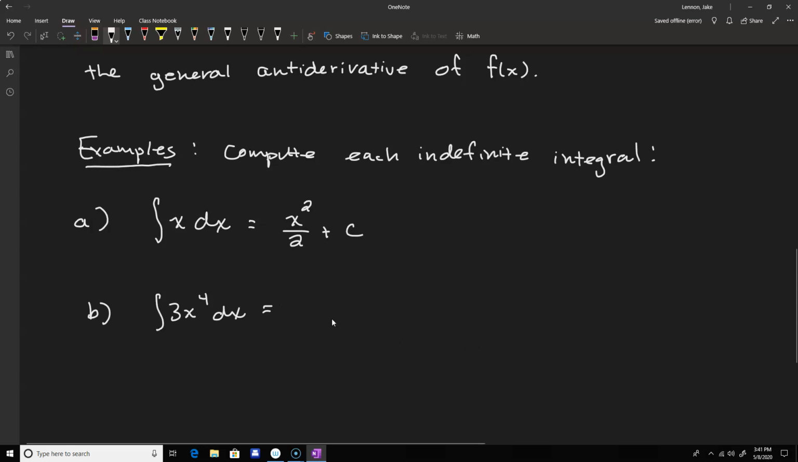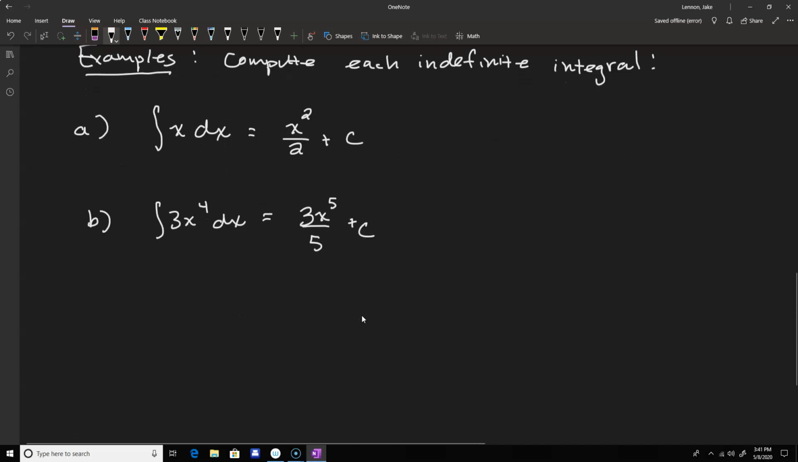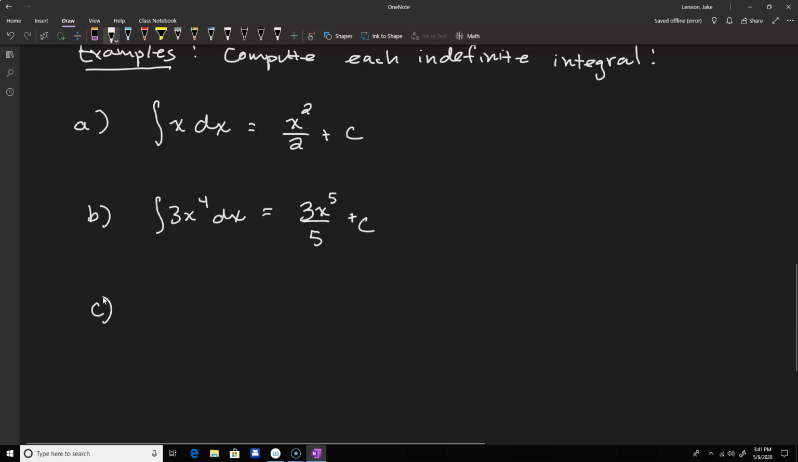So what we do here is we just take that 3x to the 4th and just focus on x to the 4th. So we're going to add 1 to that exponent. So we get 3x to the 5th, and now we divide by that new exponent of 5. So that would be our antiderivative. And then C. Let's suppose we had the antiderivative of 1 over x squared.